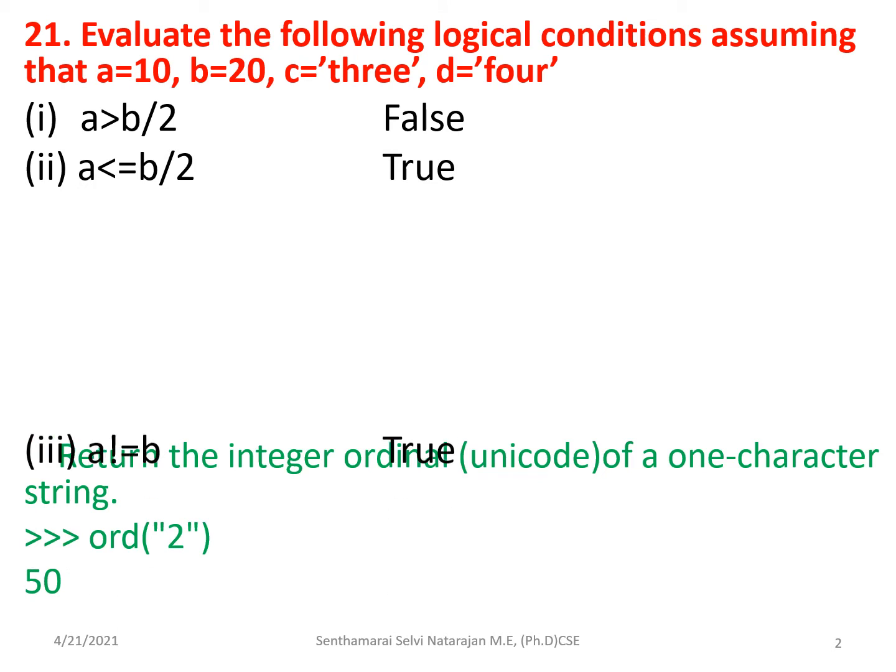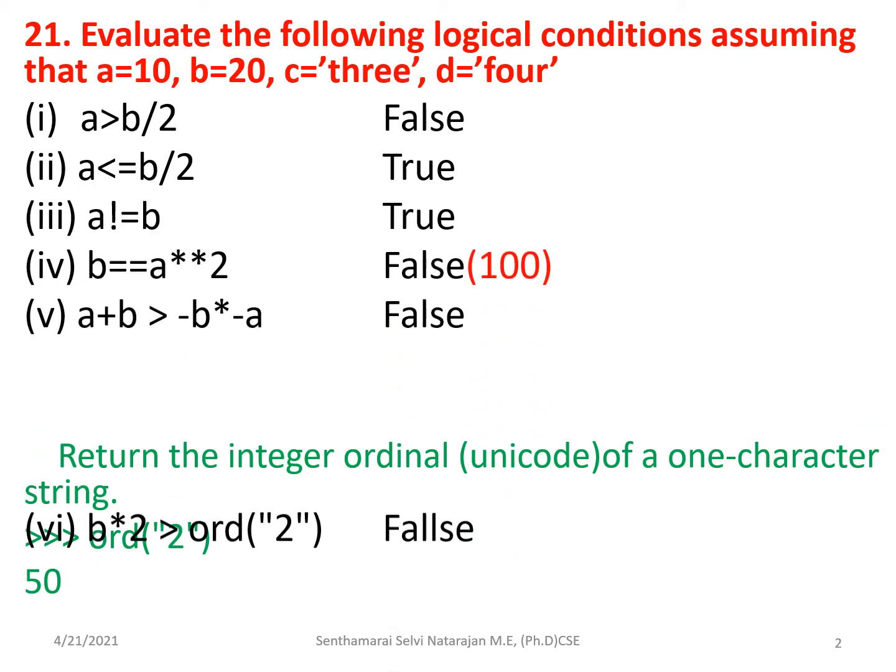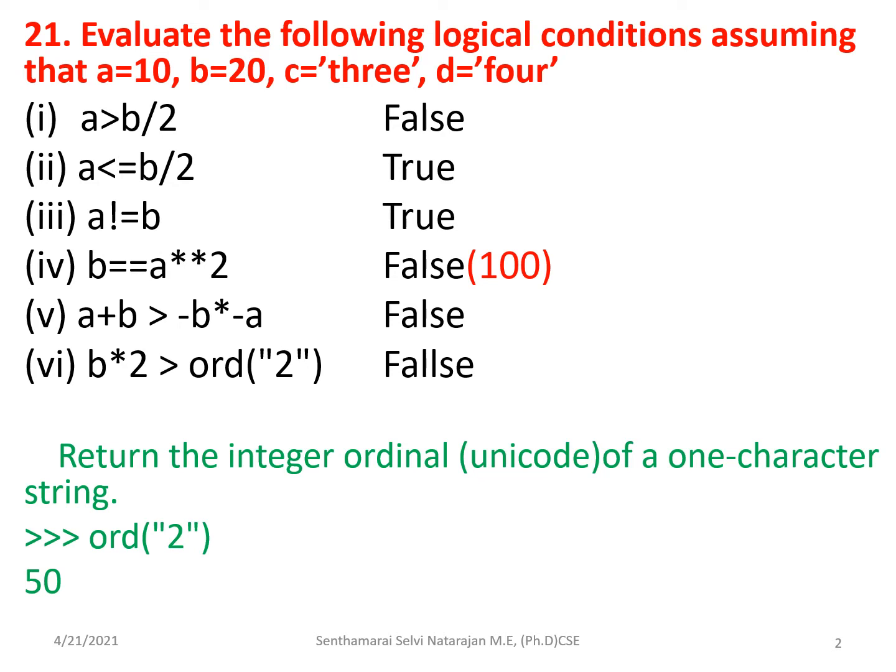The expressions given are a greater than b by 2, a less than or equal to b by 2. When you are considering the operator precedence, you have to check for this division. So 20 by 2 is 10, and the value of a is 10. 10 greater than 10 is false. Here 10 less than or equal to 10, yes, it is true. And then 10 not equal to 20, true.